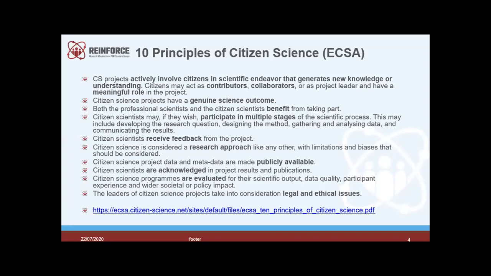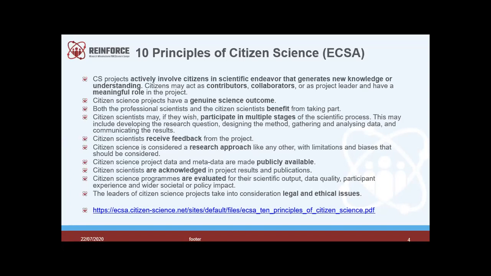Citizen science has to be considered as a research approach like any other, meaning that one needs to be aware of the limitations and the biases that this process also entails. Important again is that citizen science project data should be publicly available. So it's the principle of open science here that should be not only acknowledged, but applied.